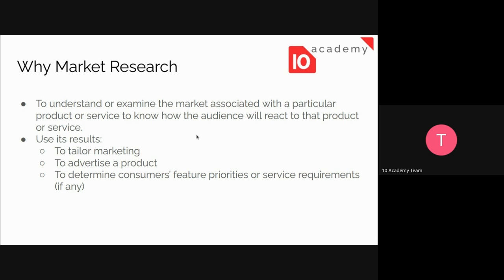Because we don't want to be asking the same questions, because those questions come when we are not satisfied, we are not succeeding in our business or our project. So we want to avoid those questions. We want to anticipate, basically. So the other reason why we want to use market research is also to be able to use the results from the market research. After doing the market research, we want to be able to tailor marketing to advertise our products or to determine consumers' feature priorities or if they have a service requirement. So those are the reasons why you want to do a market research.